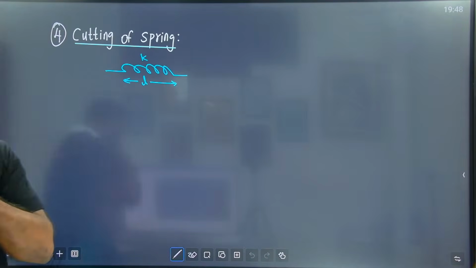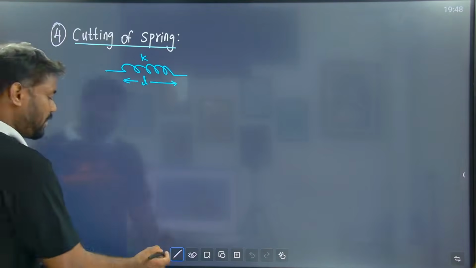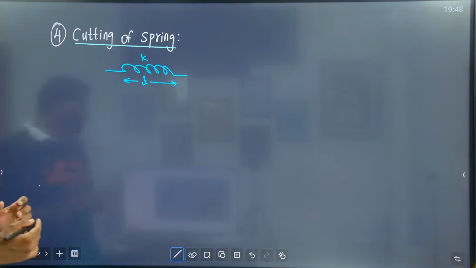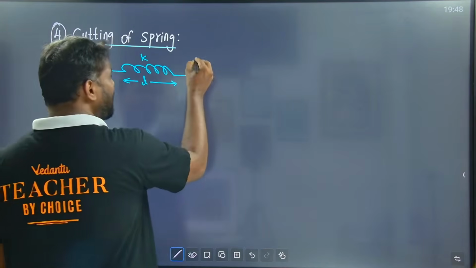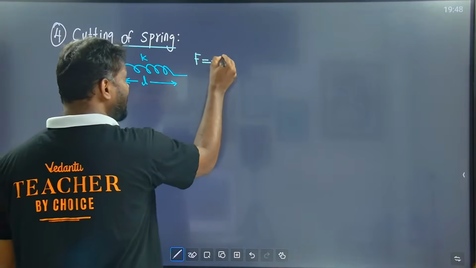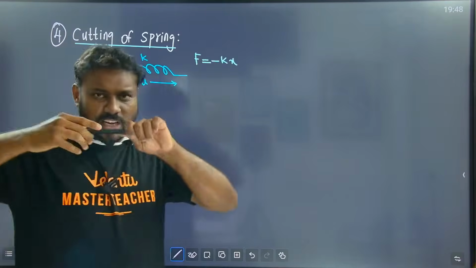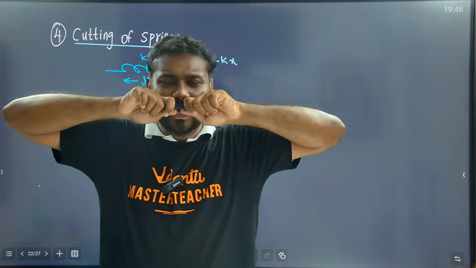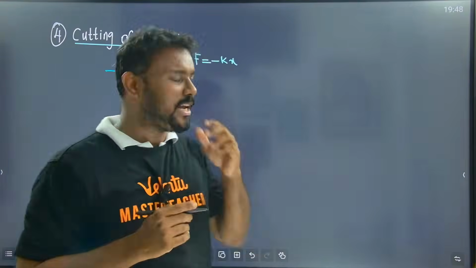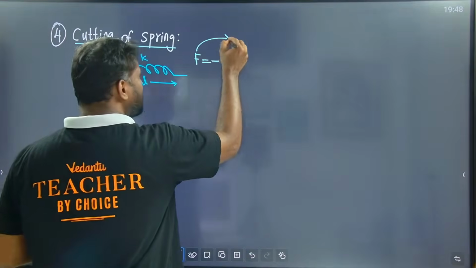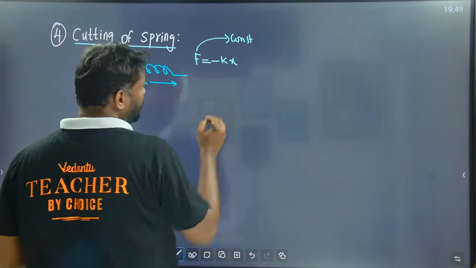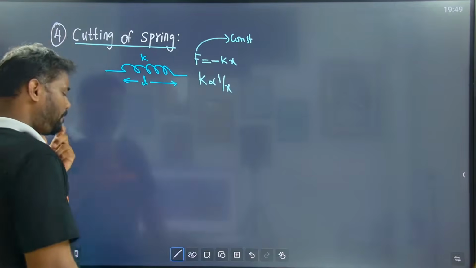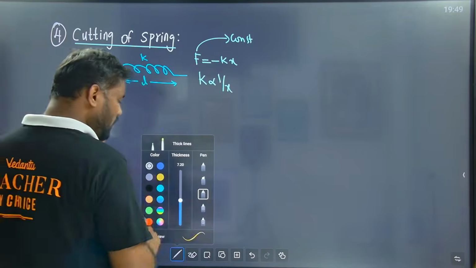Yes. Cutting of spring, how can we calculate cutting of spring? I cut the spring. When cutting the spring, how can we know? Take F equal to minus kx. I apply a force on both sides, the F value. What happens? It keeps elongating. I apply a constant force on both sides, so take F is equal to constant. F is equal to constant. Then k is inversely proportional to x. This is a very important relation.